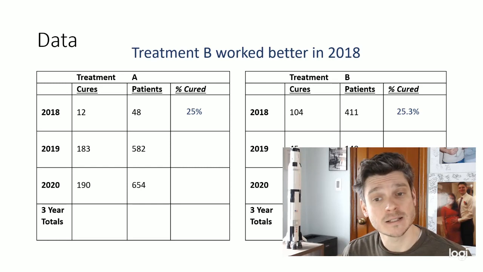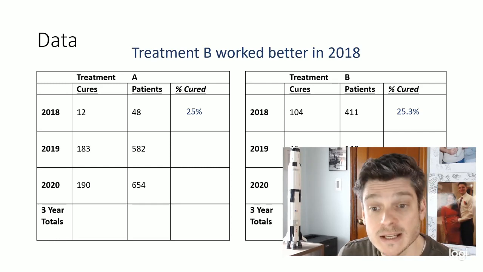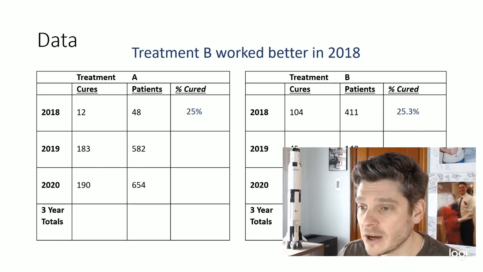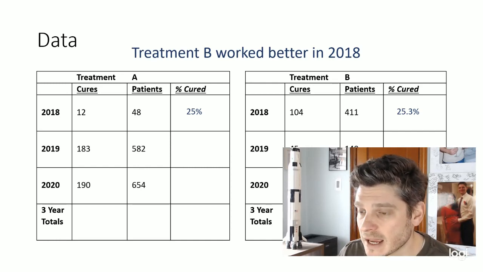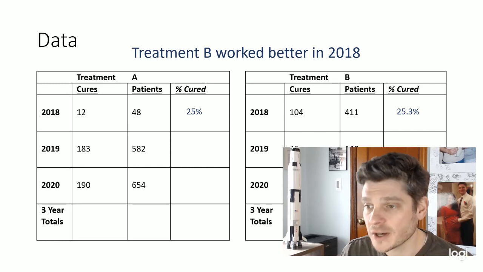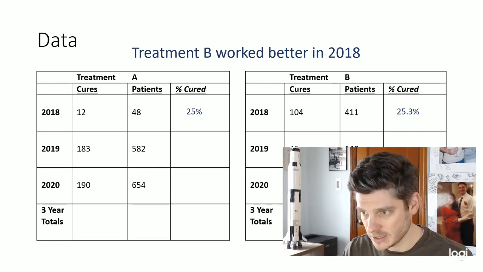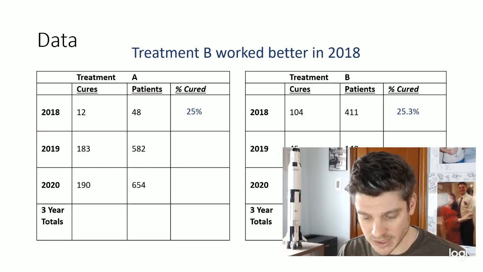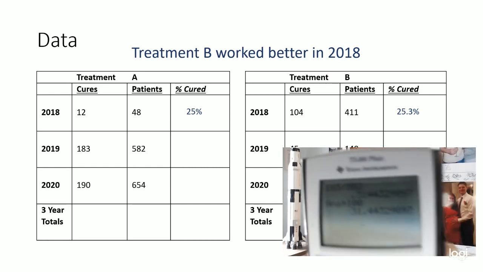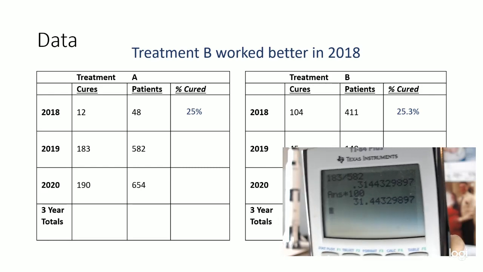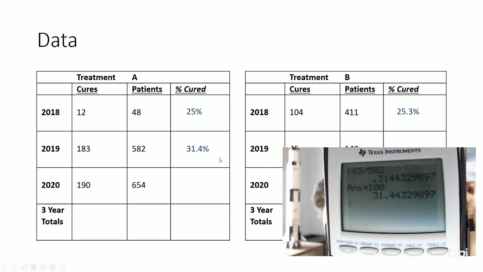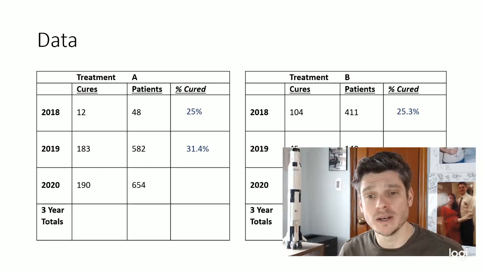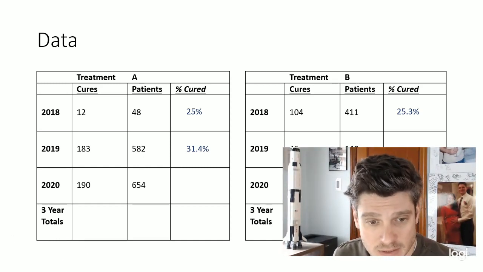All right, now let's take a look at 2019. Same idea as before. I'm now looking at treatment A. So 183 people were cured divided by the 582 people. I get my decimal answer, and I multiply it by 100. There we go. It looks like 31.4% when I round it to 1 decimal place.